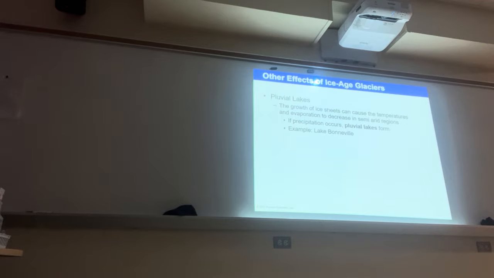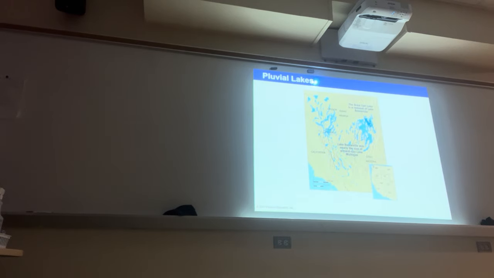We also have something known as pluvial lakes. The growth of ice sheets can cause temperatures and evaporation rates to decrease in semi-arid regions, and then if precipitation does occur, it can form something called pluvial lakes, like we have here in the western United States.